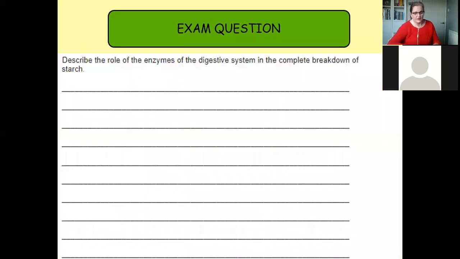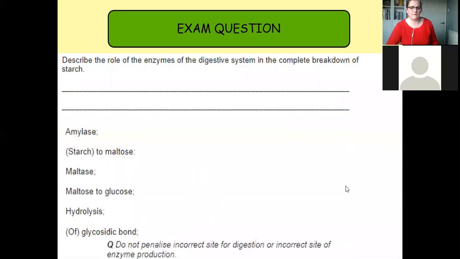An example of an exam question that you could get about this would be something along the lines of this. Describe the role of the enzymes of the digestive system in the complete breakdown of starch. This would be a 5-mark question. If we go through the answers, this is roughly what they give you, and we can start to form that into a full answer.